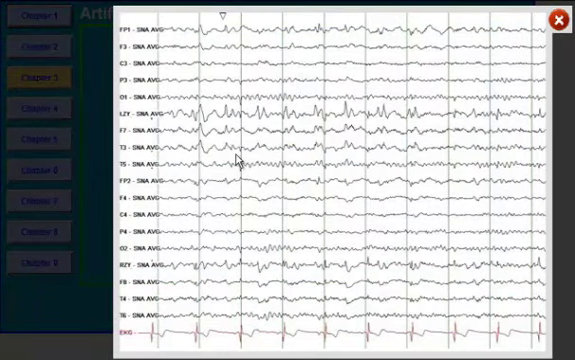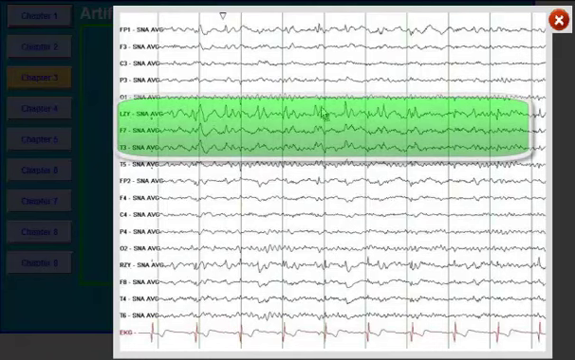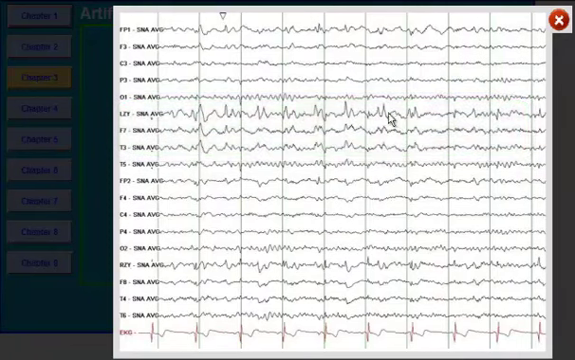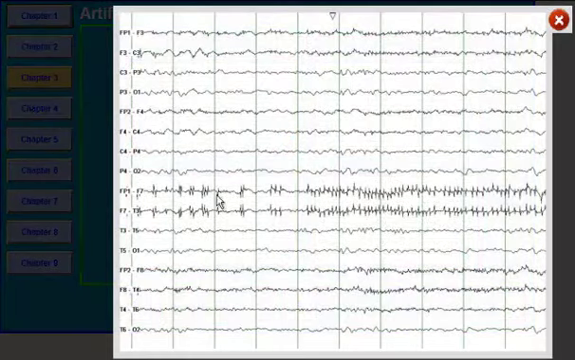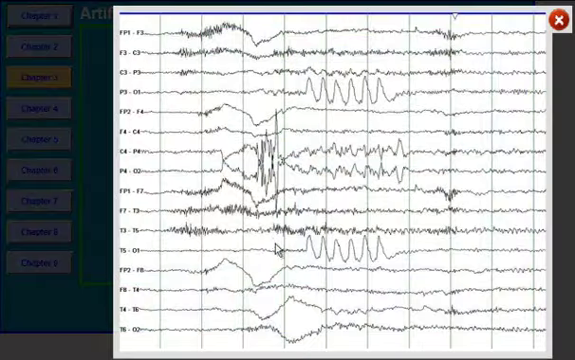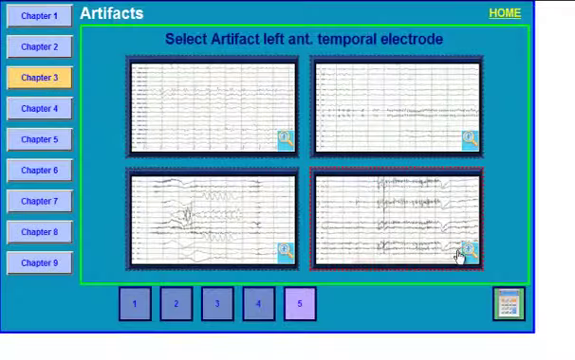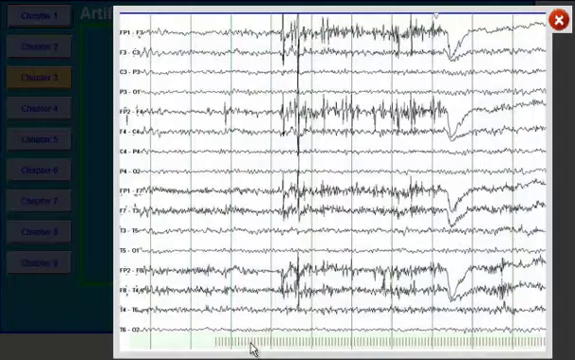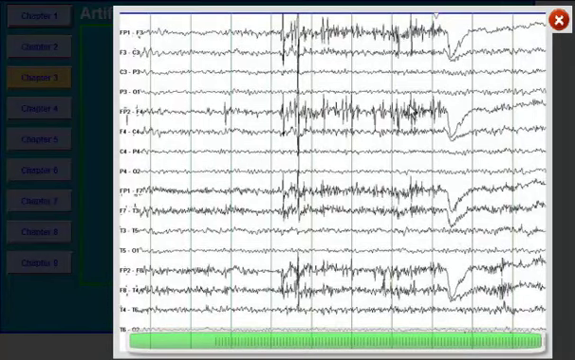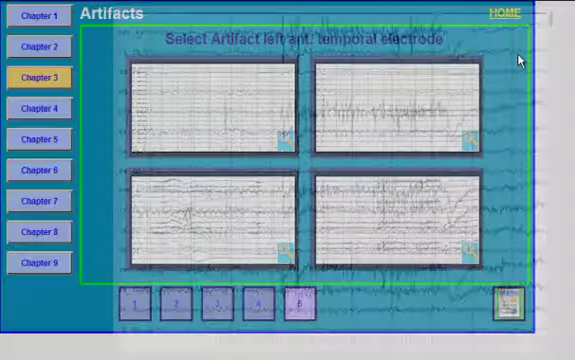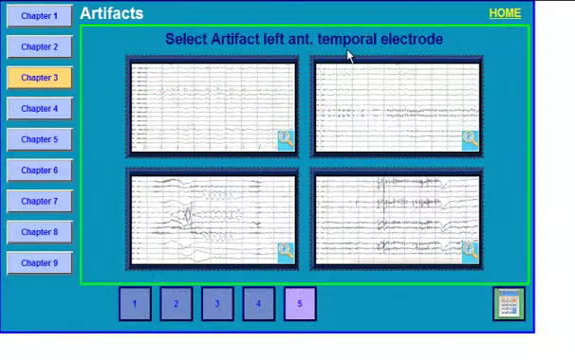So here you see slowing in the left temporal head region with sharp waves. So this is real activity coming from the brain, showing some focal disturbance of cerebral function in the left temporal head region with increased risk of seizure onset from this location. You see an electrode artifact at F7, and you see slowing in the background. You have muscle artifact, and we've discussed this. This is artifact, so you don't see any epileptiform activity here. And this, in fact, is photic stimulation going on here. You have the muscle artifact, and you have eye blink artifact. So the question, select artifact left anterior temporal electrode. Left anterior temporal electrode would be F7, so this should be the right answer.